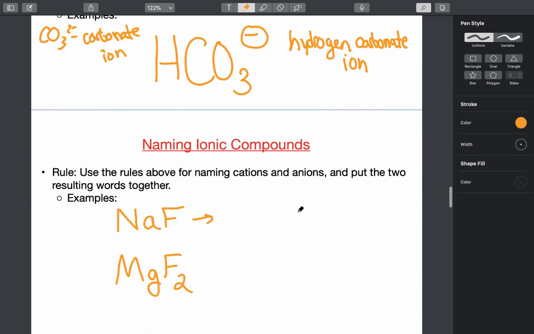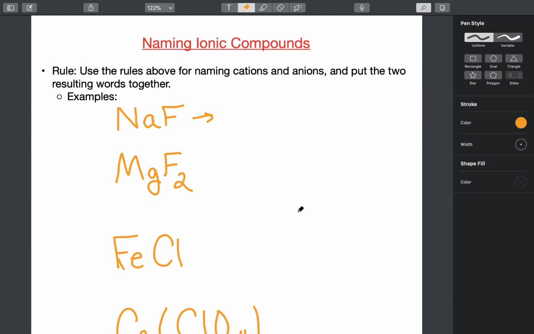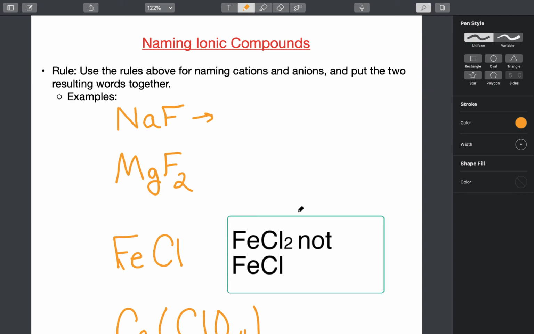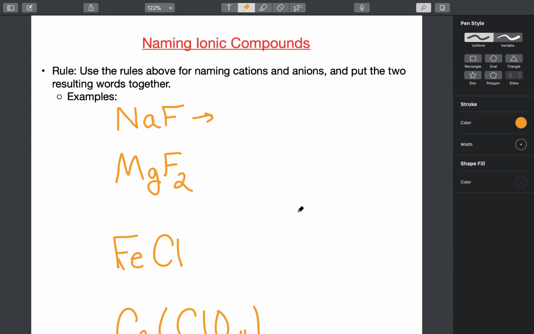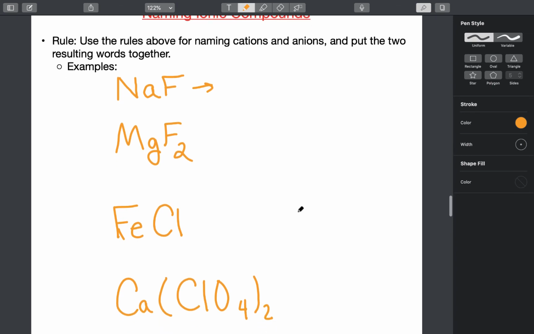So now we get to put all we learned together. Naming ionic compounds: in order to name an ionic compound, you have to use all the rules that we talked about above in order to name the full compound. So how about you pause the video and attempt to name all of these compounds that I have written here by yourself. I hope you paused the video, so let's do this.